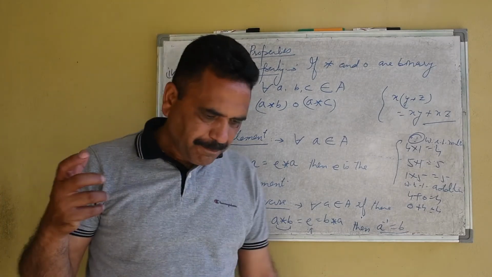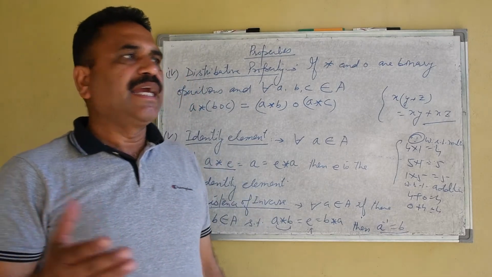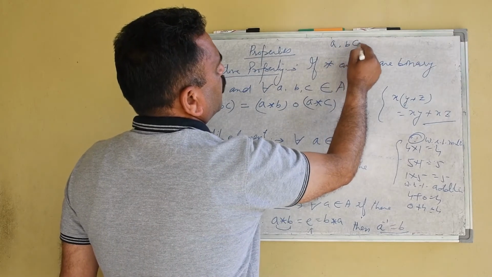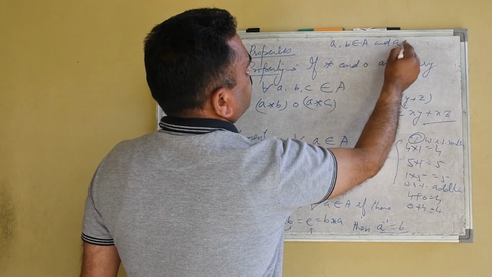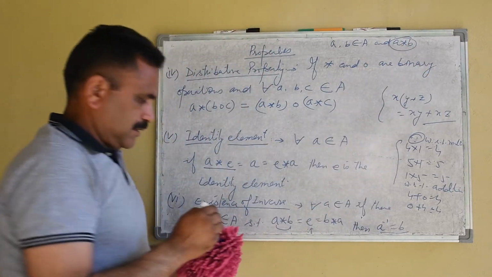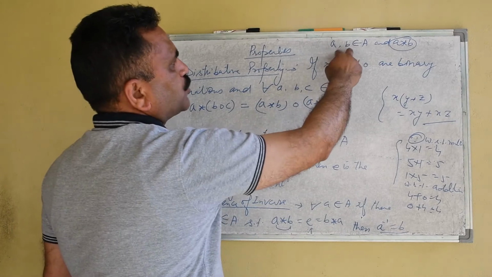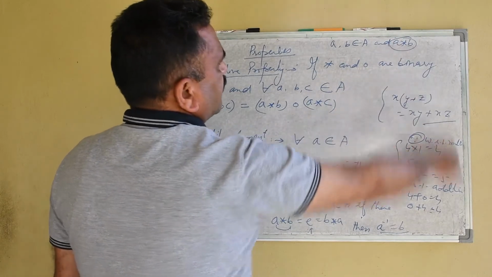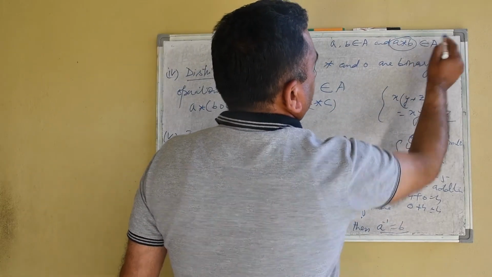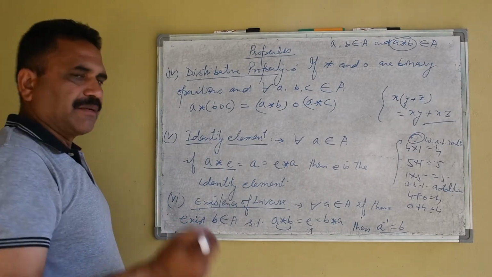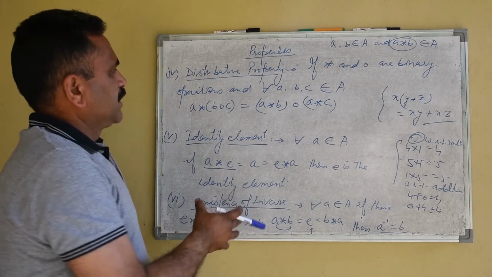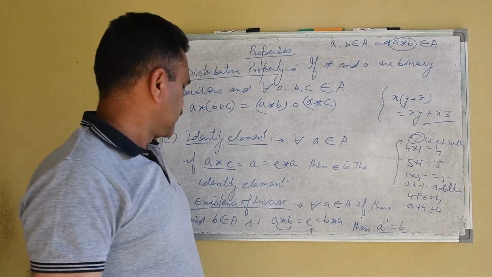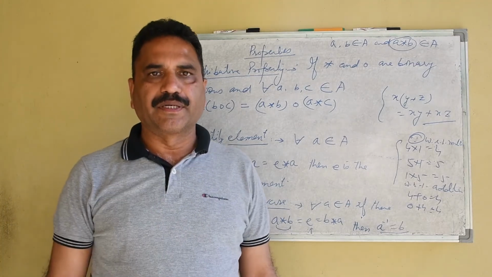What is the closure property? If two elements, a and b, belong to a non-empty set A, and a star b also belongs to A, then it is said to be closed. Then commutative: a star b is equal to b star a. Associative, in which we have three elements. Then existence of identity, existence of inverse, and the distributive property.